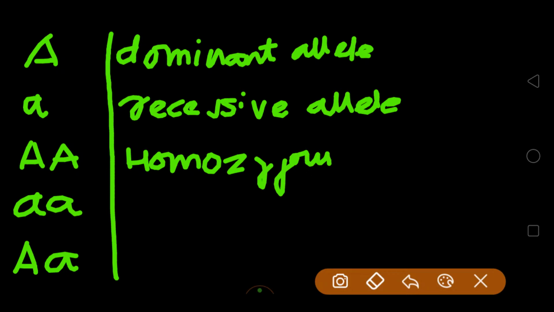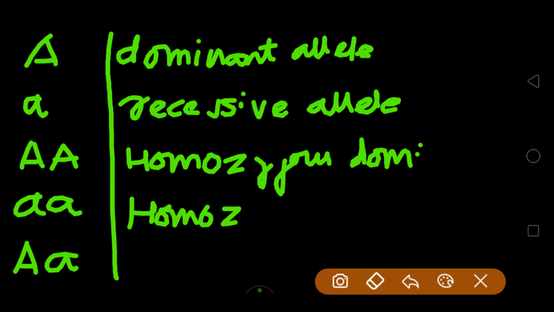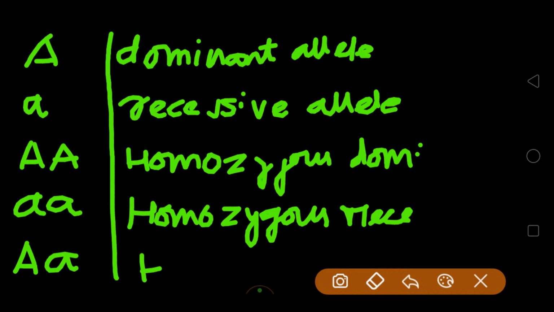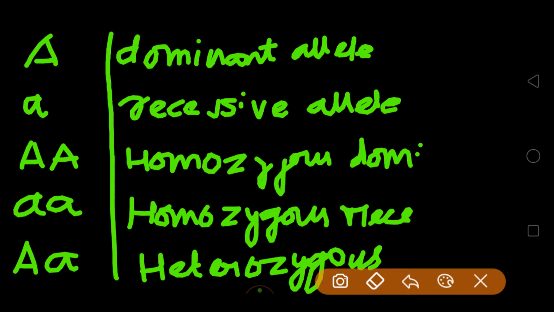Capital A capital A is homozygous dominant. Small a small a is homozygous recessive. Capital A small a is heterozygous, or you can say heterozygote. Right.